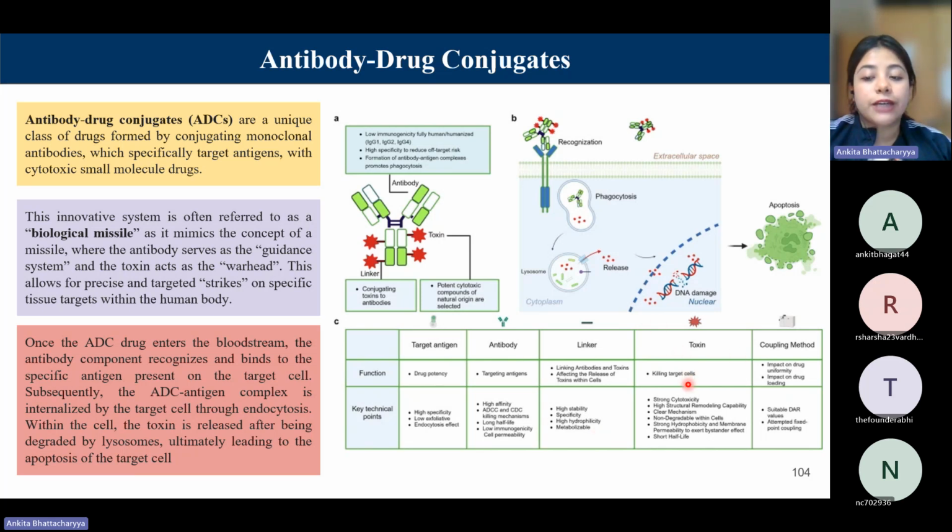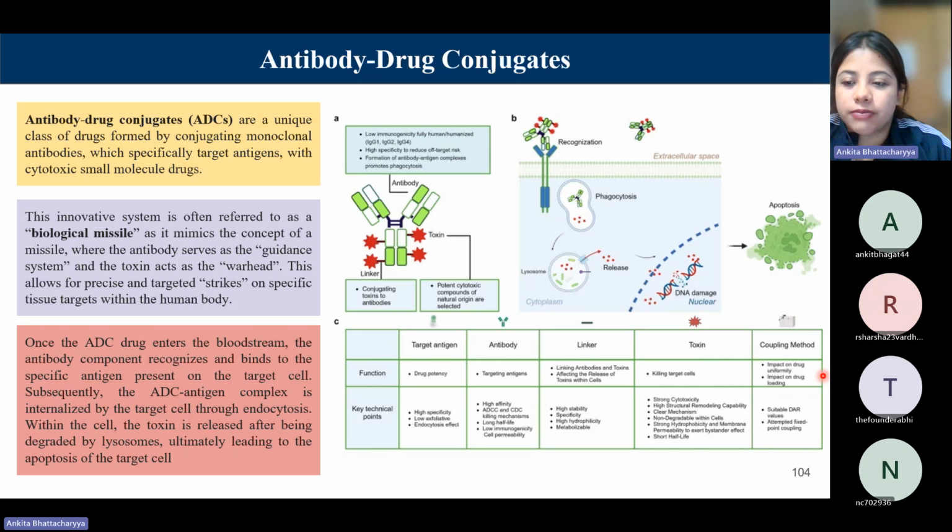Then the toxin should be very efficient at killing the target cells. It should have very strong cytotoxicity, high structural remodeling capability, which means that when you form that antibody drug conjugate, it should be stable, but it should remodel itself to form a concise moiety, which is easy to deliver into a cell. It should not be degradable. It should be non-degradable within cells. It should have strong hydrophobicity and membrane permeability to exert bystander effect. It should also have short half-life, which means that the toxin should not persist for very long in circulation. That might actually lead to more off-target effects. It might start killing normal cells as well eventually.